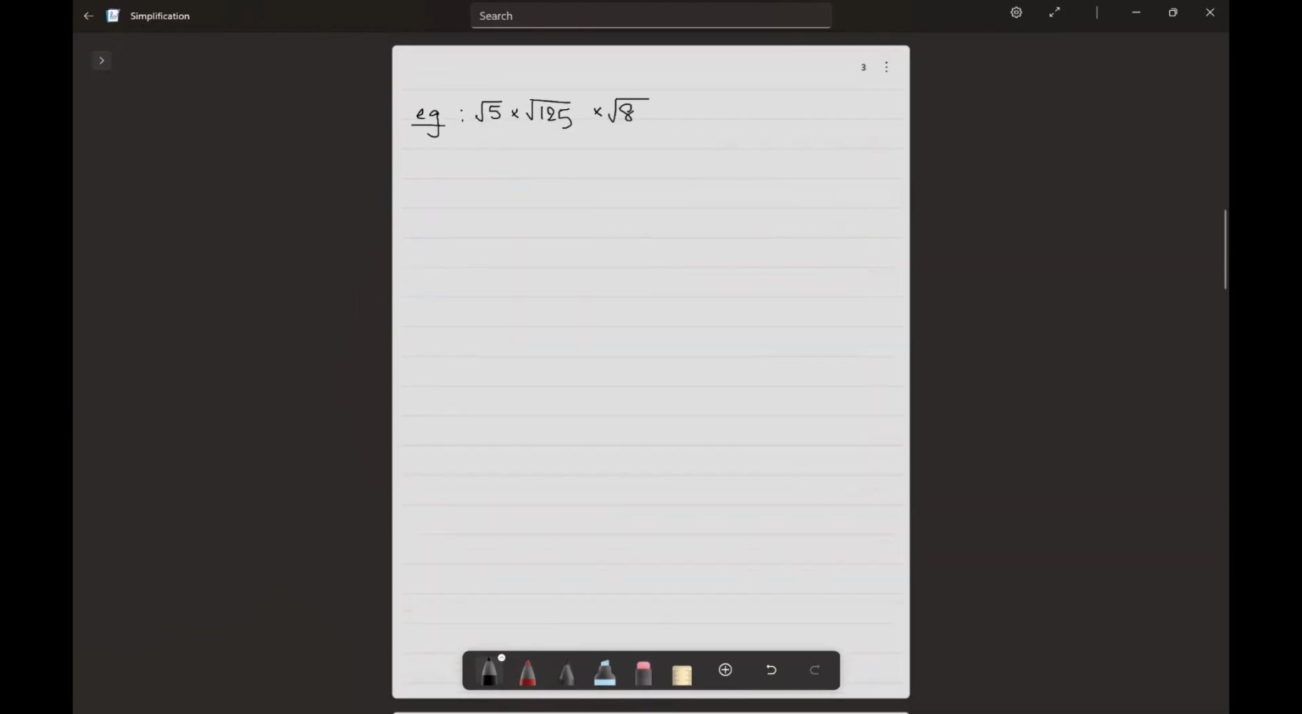Here we have multiplication in between the numbers. So we know that when we have multiplication, it becomes easier for us. Why? Because we know that we can multiply and divide different kinds of roots. When you have separate types of roots, which is very evident in here, we have root 5, root 125, and root 8. All of these are different.